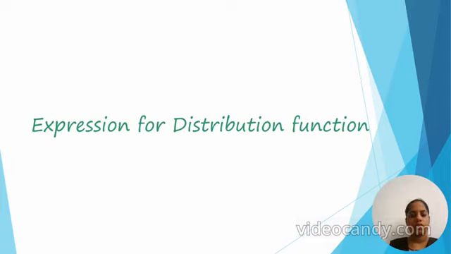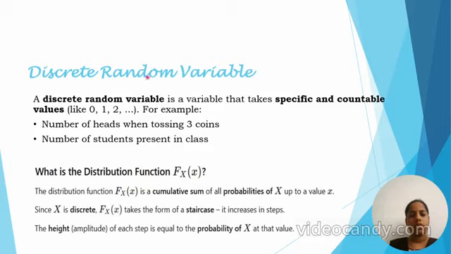Distribution functions. Discrete random variable. A discrete random variable is a variable that takes specific countable values like 0, 1, 2, and so on. Examples: the number of heads when tossing 3 coins, which has 8 outcomes, and the number of students present in a class. These are examples of discrete random variables.